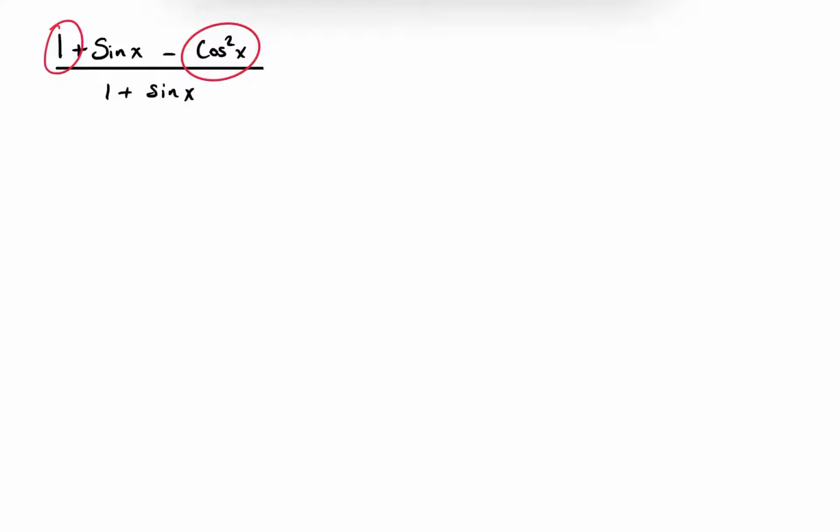Now, if you guys remember, cosine square of x plus the sine square of x is equal to 1. By bringing cosine square of x to the other side, we can get sine square of x is equal to 1 minus cosine square of x.